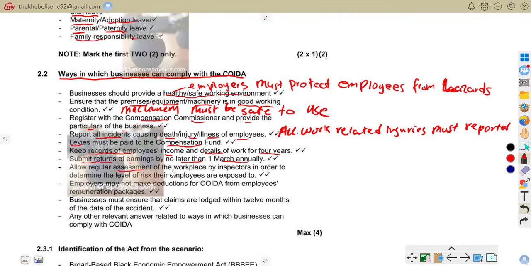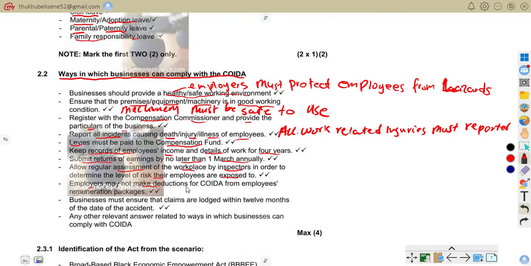Allow regular assessment of the workplace by inspectors in order to determine the level of risk their employees are exposed to. So you allow workplace inspections. It simply says inspectors assess safety risks. For example, labor inspectors check factory conditions.